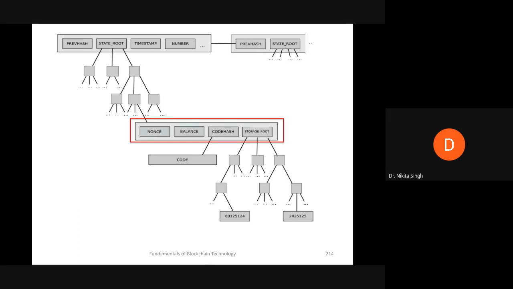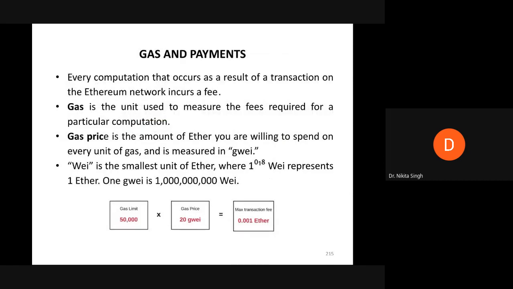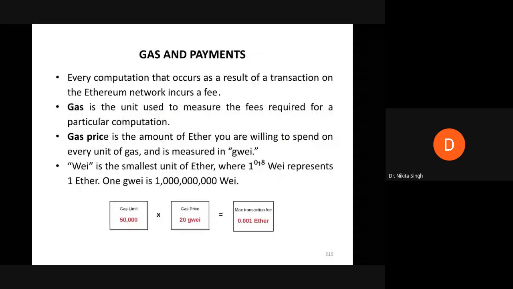So these are the different types of hashes, or different types of data, and this is how data is stored on your Ethereum blockchain. Next, we'll talk about a very important concept in Ethereum, which is known as gas.